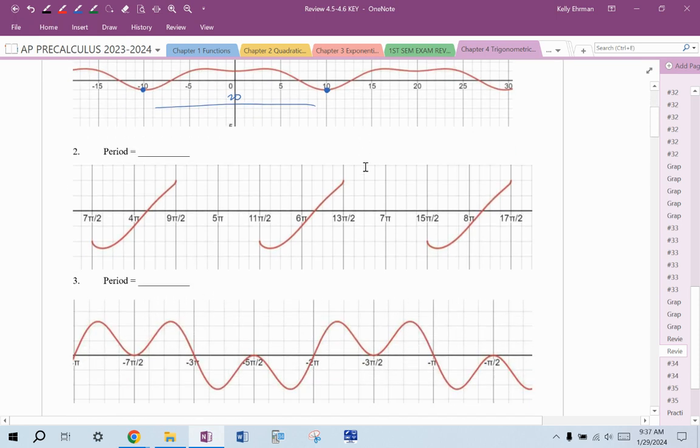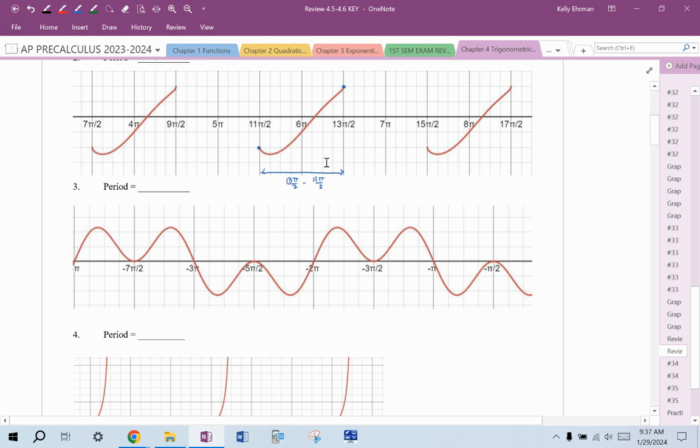For number 2, this pattern, it looks like we have these little sections here, and then there's a big gap, and then another section. So pick any one of these 3 sections, and to find the distance, just subtract the 2 values that you're going between. It's always the second minus the first. A period is a distance, so it's always positive. So 13 pi over 2 minus 11 pi over 2 is 2 pi over 2. So that's a period of pi.